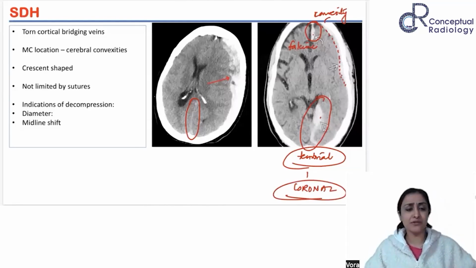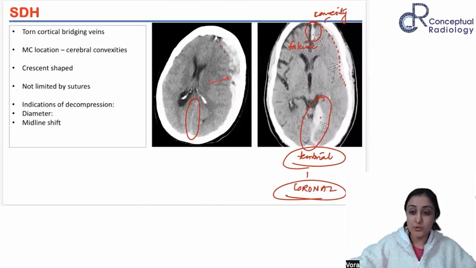Can it be biconvex? No. These are usually concavo-convex, but personal advice, leave that behind now, right? Idli shape, lens shape, crescent shape, this is all gone now. Now the shape is not going to help you a lot. Yeah, this image is axial. So this will be better seen in coronal.